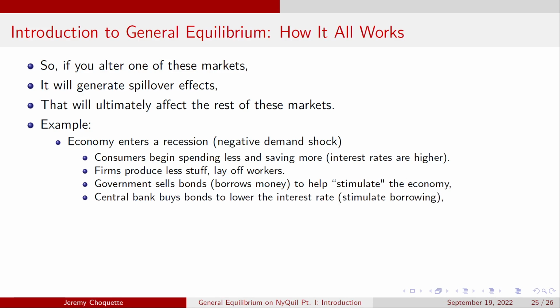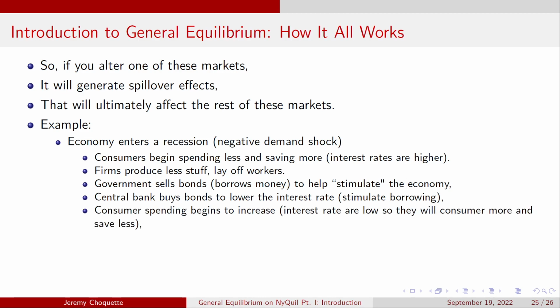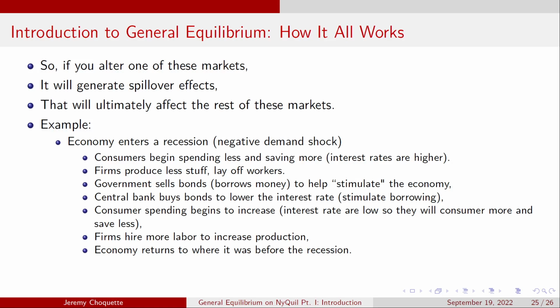Now, the central bank is going to buy those bonds to try to lower the interest rate to stimulate borrowing. Consumer spending will begin to increase because interest rates are low, so consumers will want to consume more and save less. And because consumers are spending more, there's more borrowing going on by the firm. The economy is being stimulated. Firms are going to want to hire more labor to increase production, and the economy would begin to do better. Now, it may do better than what it was before the recession, but if it does, it's not going to be long-lived. The economy is eventually going to return to where it was before the recession.